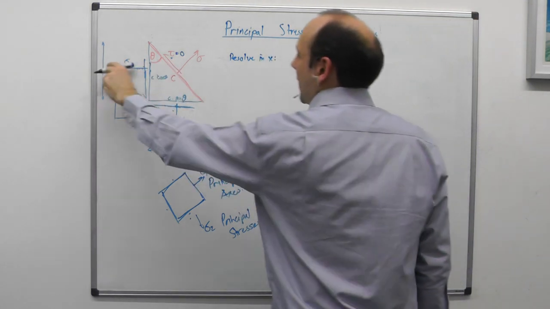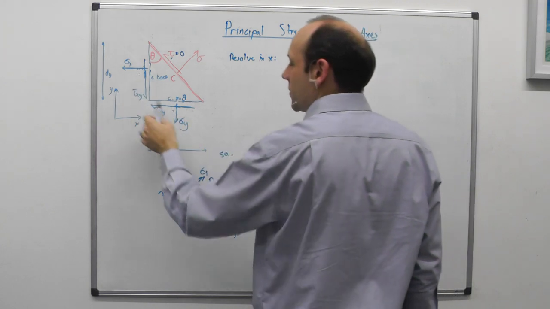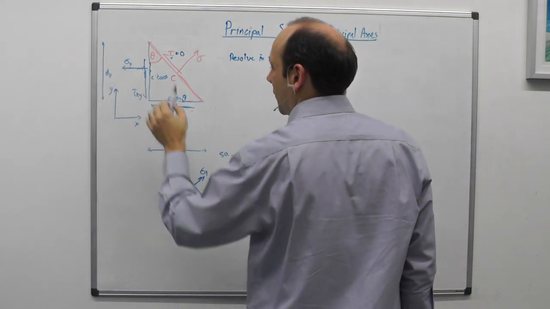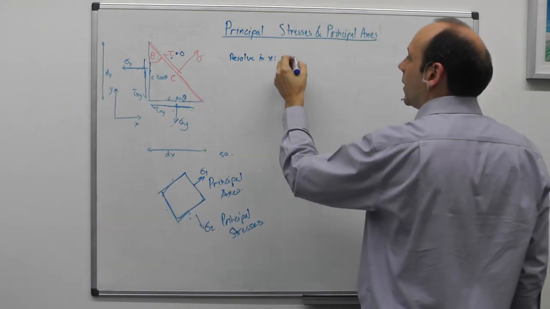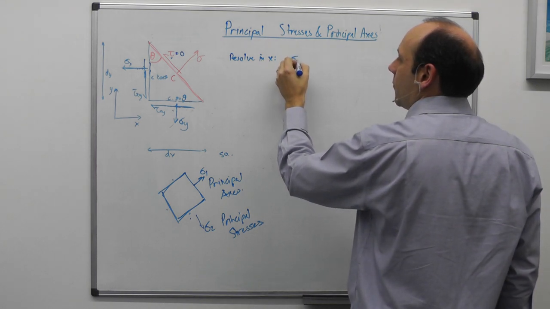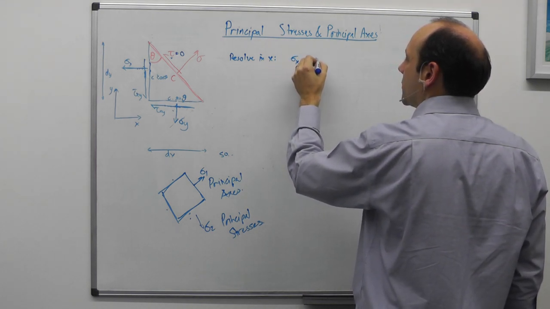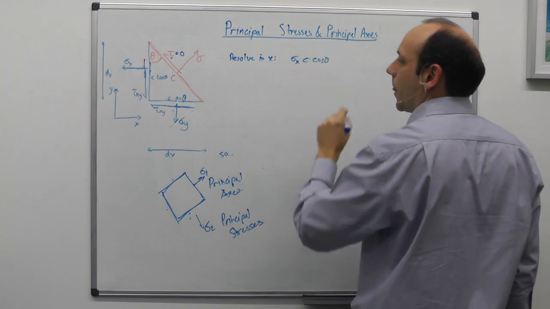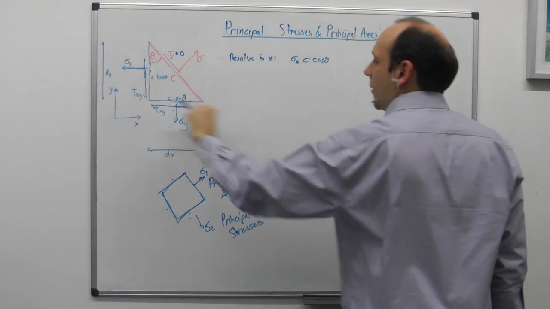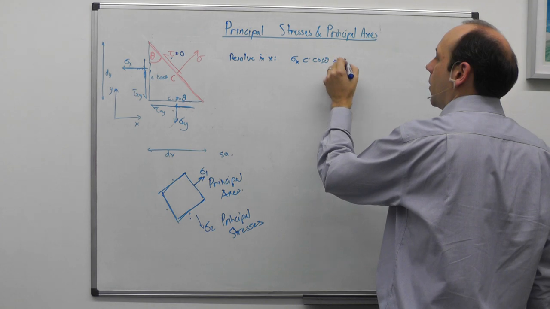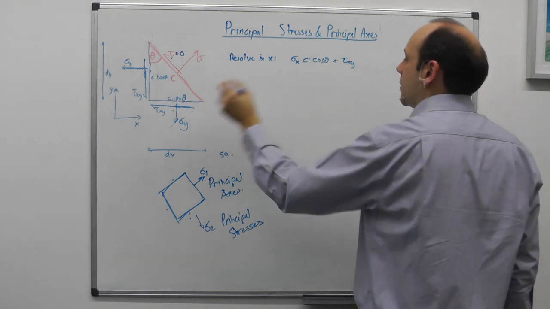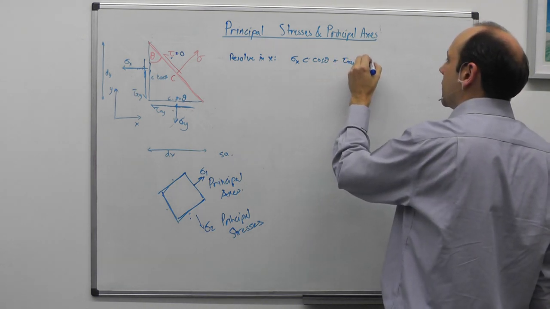Now, if we resolve in x, in some ways it's simpler, because we don't have to consider all four of these. We just have to consider that one and that one. So going to the left, we've got sigma x times c cos theta. Going to the left, we've also got tau xy times the area it's acting on, which is c sine theta.